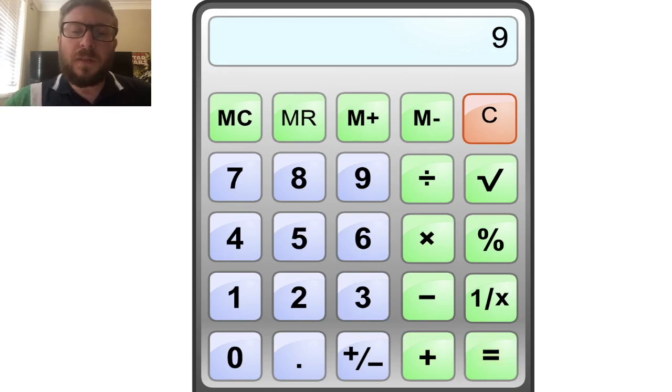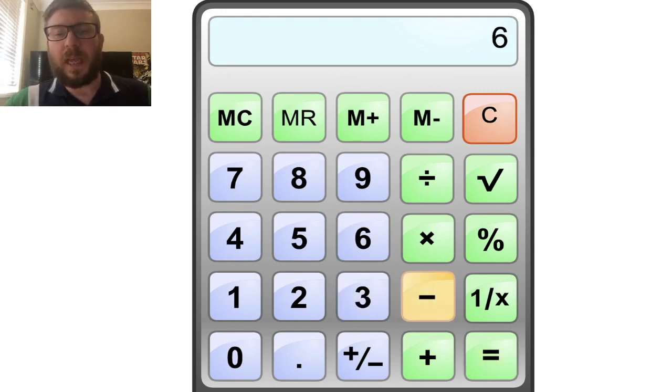But what if we were going to do 6 take away 3? Well, you would all say to me, Mr. Jukes, I know 6 take away 3 equals 3. So let's check that. And it is, it's 3. So let's clear that. But it's important.